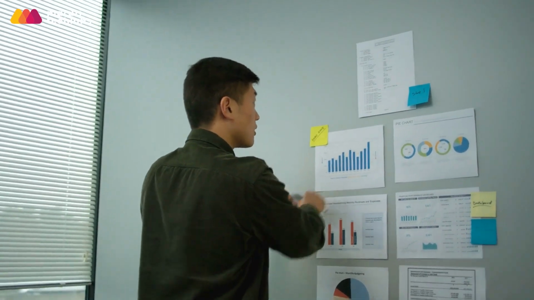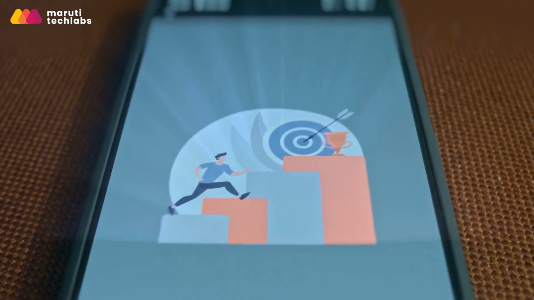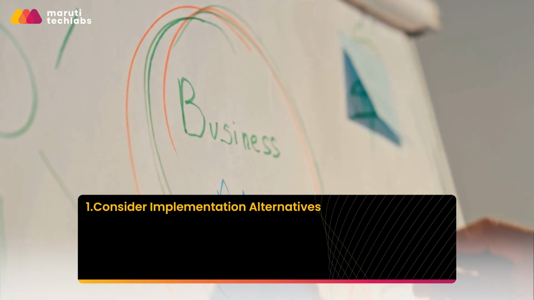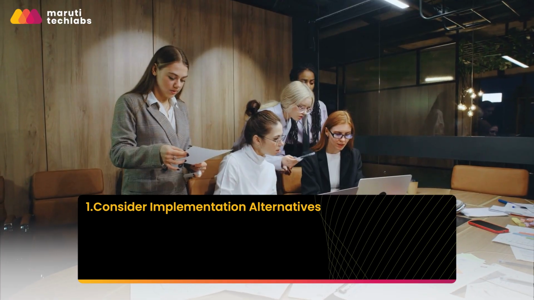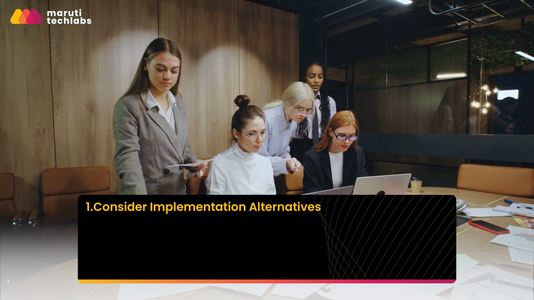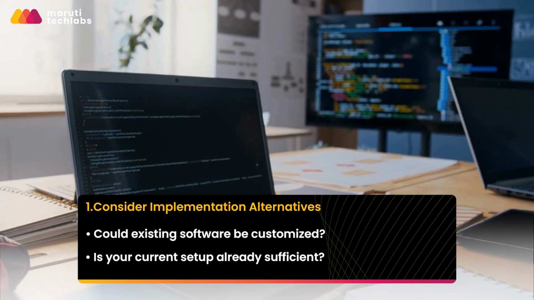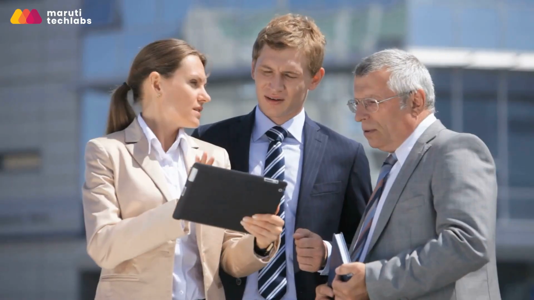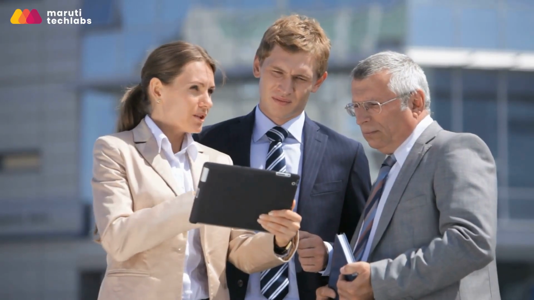Here is a 6-step breakdown to be followed in a technical feasibility study to achieve desired results. Step 1. Consider implementation alternatives. Building from scratch isn't the only option. Ask your team questions like, could existing software be customized, or is your current setup already sufficient? Weigh the pros and cons of buying off-the-shelf solutions or going fully custom.